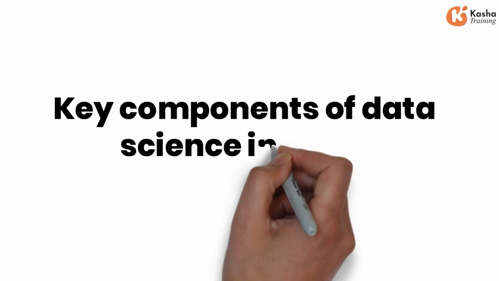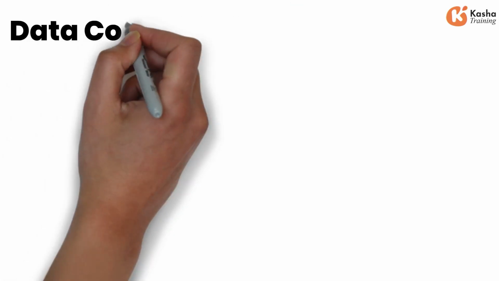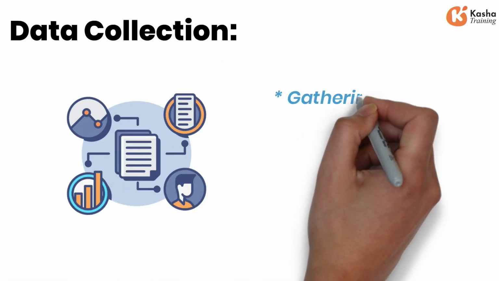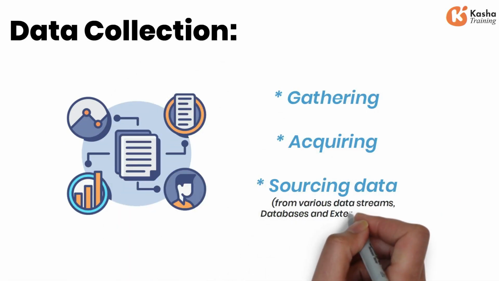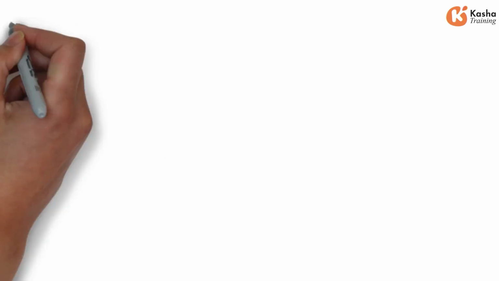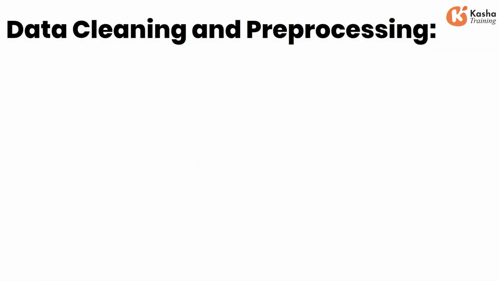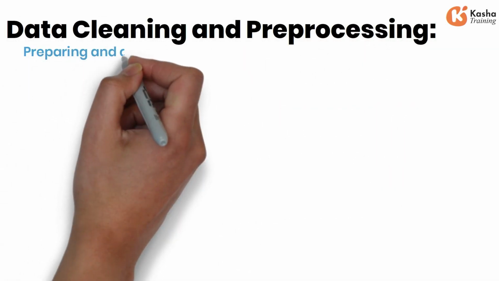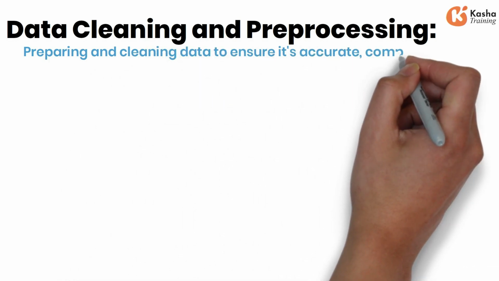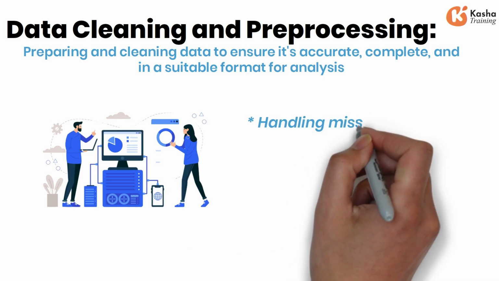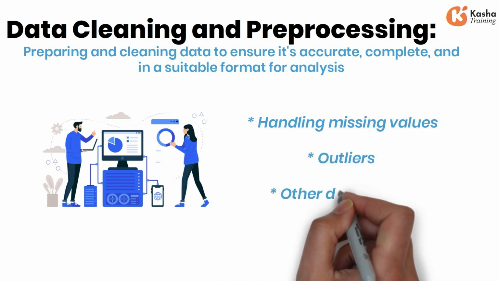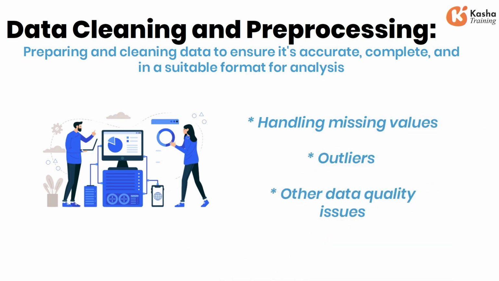Key components of data science include data collection: gathering, acquiring, and sourcing data from various data streams, databases, and external sources. Data cleaning and preprocessing: preparing and cleaning data to ensure it's accurate, complete, and in a suitable format for analysis. This may involve handling missing values, outliers, and other data quality issues.